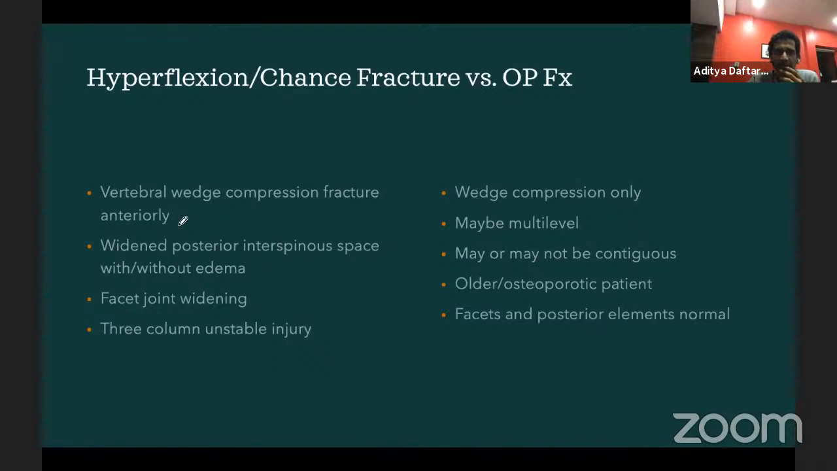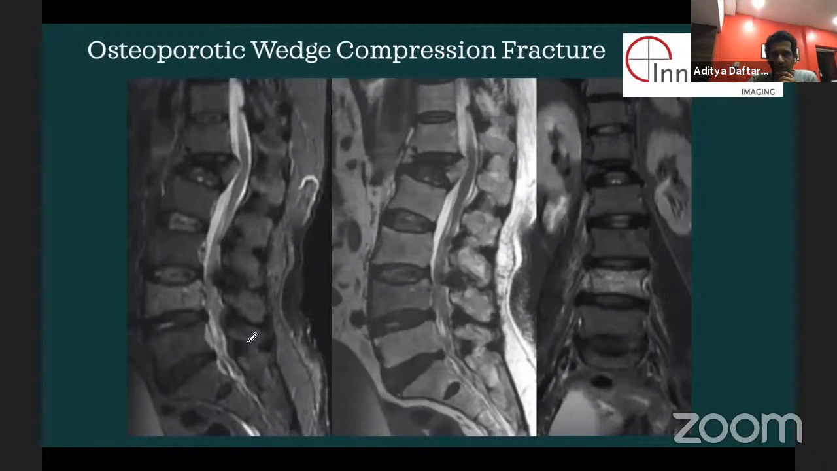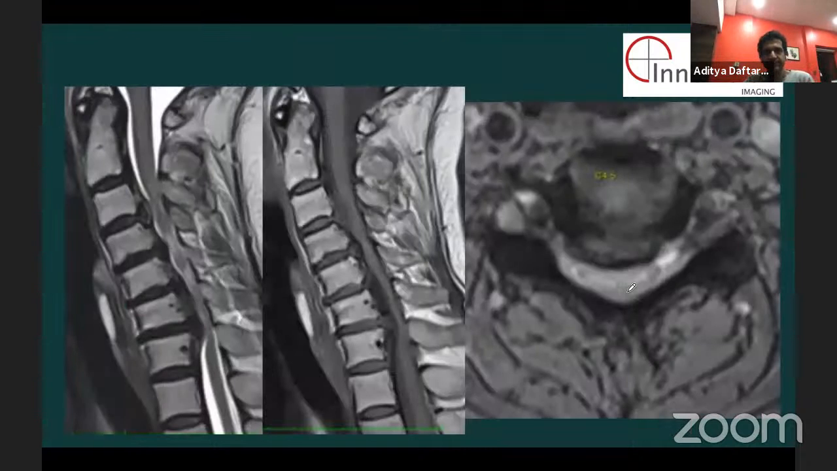So here, the key things are that you look for the vertebral wedge compression fracture anteriorly. You look at the widened posterior interspinous space with or without edema, and facet joint widening, and you want to remember that it's a 3-column unstable injury. And this is your example of a typical osteoporotic wedge compression fracture, where you see the wedge compression fracture, but the interspinous distances are not really affected. There's no edema, and it's just that particular vertebral body that is affected.